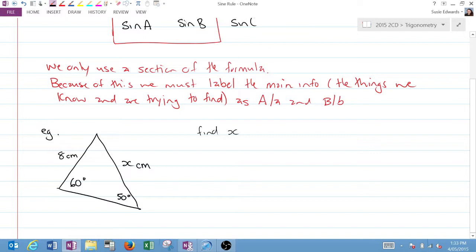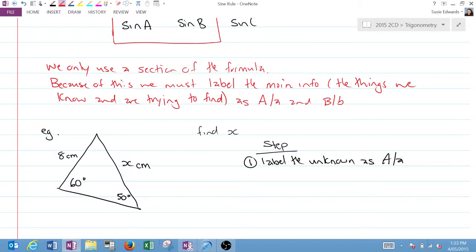So your first step, what do you think your first step is? Label, but we're going to be specific. The first two steps are going to be about labeling, okay? Step one, we're going to label the unknown as capital A or little a, whether it's an angle or a side. So what are we going to label as capital A? 60. And what are we going to label as little a? x. And this way, your formula always looks the same every time because your unknowns are always going to be on the left-hand side of the formula.